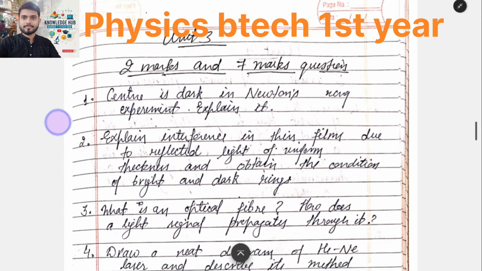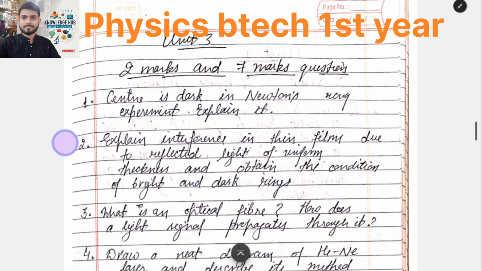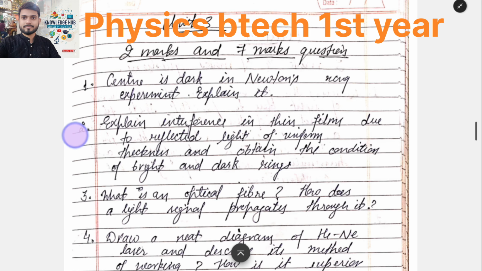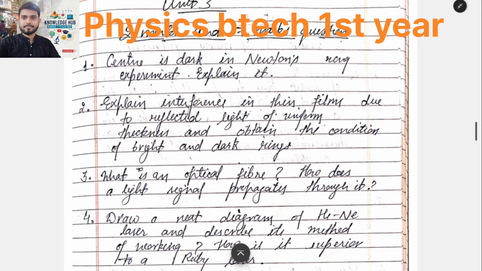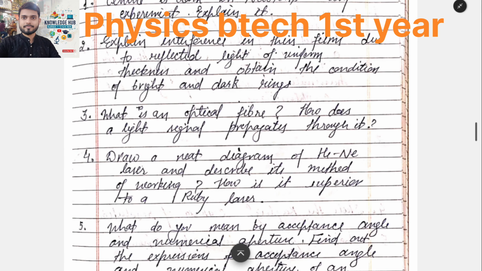Now we will proceed to Unit 3. Unit 3 has 2 marks and 7 marks questions. The center is dark in the Newton's rings experiment. Now the second is explain interference in thin film due to reflected light of uniform thickness and obtain the condition of bright and dark rings.